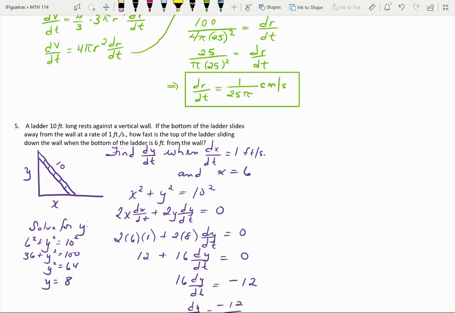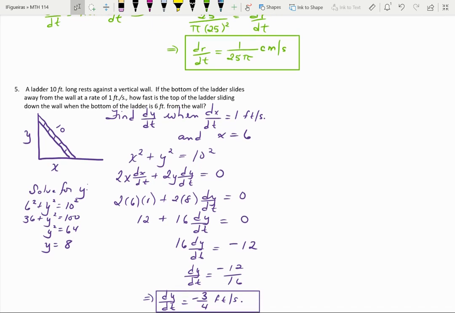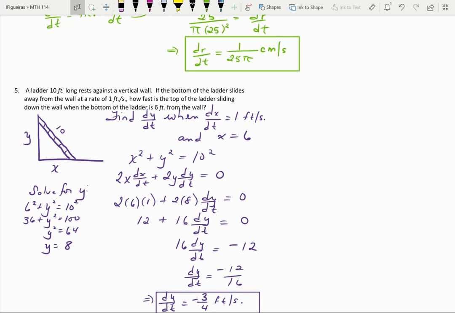All right, here's another one. It says a ladder that is 10 feet long rests against a vertical wall. If the bottom of the ladder slides away from the wall at a rate of 1 foot per second, how fast is the top of the ladder sliding down the wall when the bottom of the ladder is 6 feet from the wall? Okay, so we have to set up an equation.